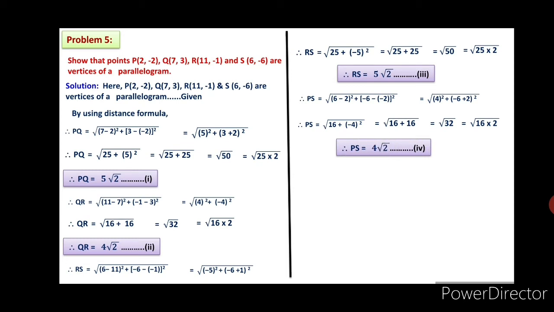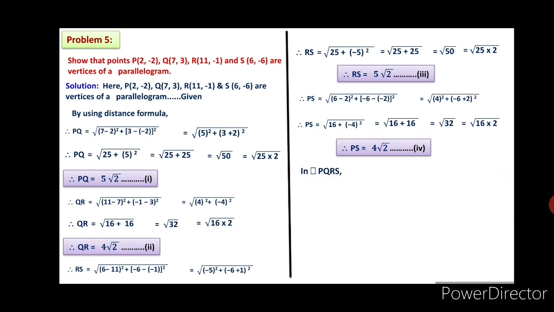Friends, now here you can see the 4 different highlighted boxes. From this, what you can conclude is that in statement 1 and statement 3, the right hand side is the same, 5 root 2. Therefore, you can write PQ is equal to RS. At the same time, in statements 2 and 4, the right hand side is the same. Therefore, you can write that QR and PS are also equal.